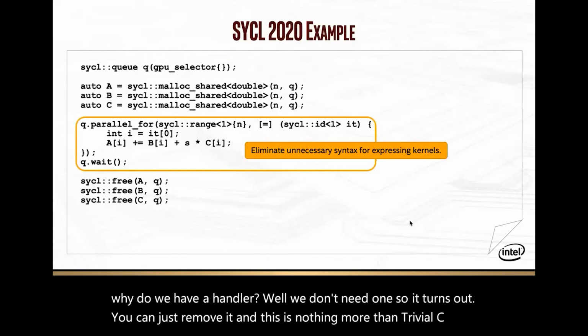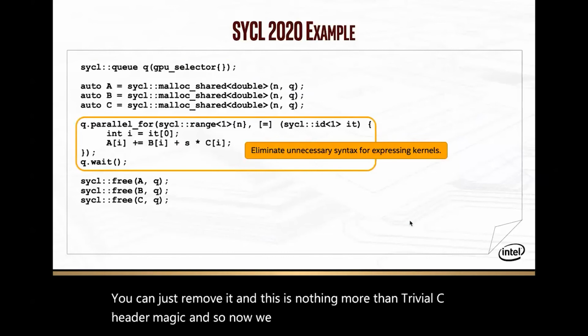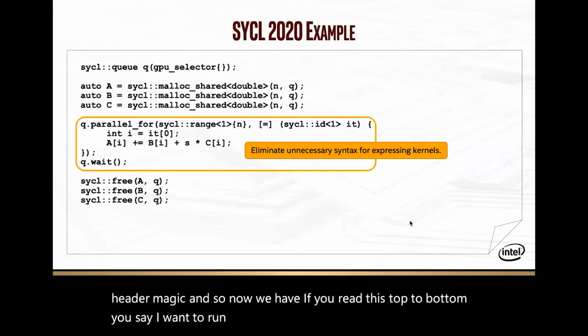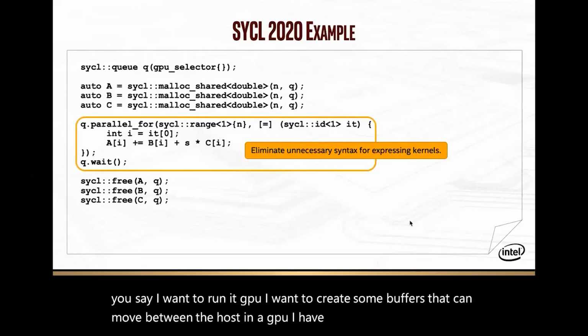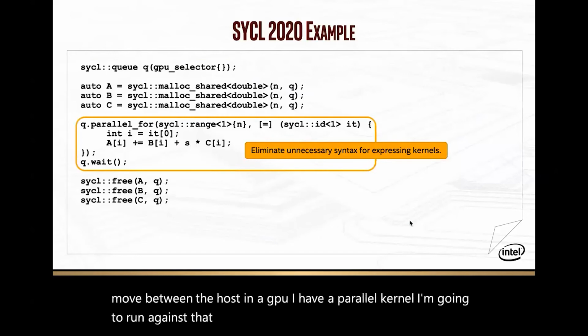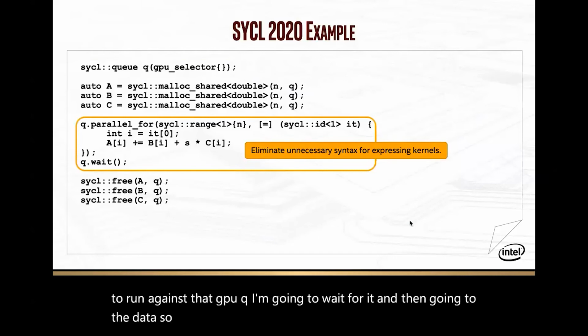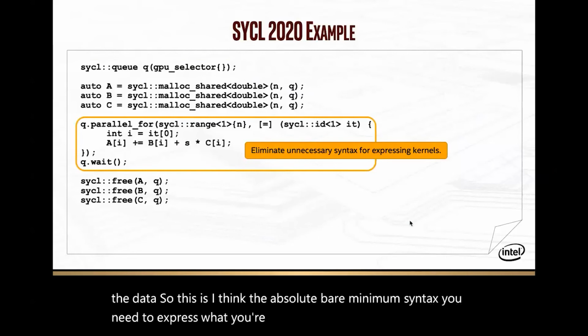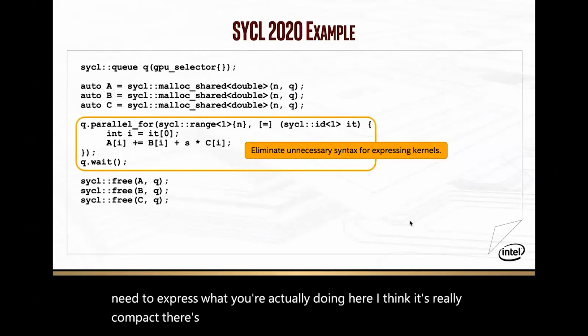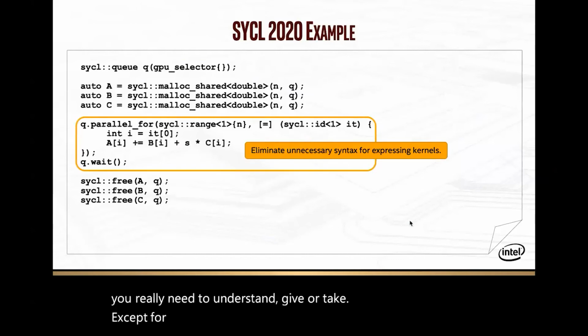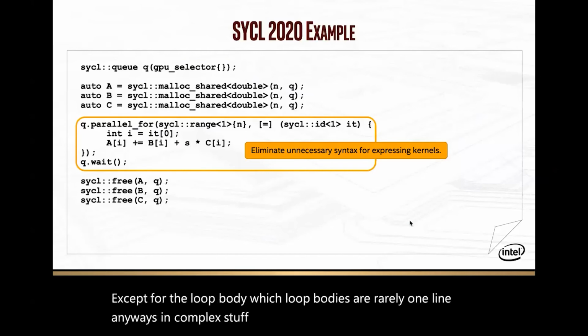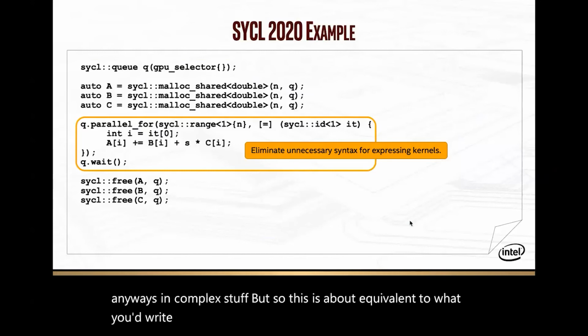And so now, if you read this top to bottom, you say, I want to run on a GPU. I want to create some buffers that can move between the host and the GPU. I have a parallel kernel I'm going to run against that GPU queue. I'm going to wait for it, and then I'm going to free the data. So this is, I think, the absolute bare minimum syntax you need to express what you're actually doing here. I think it's really compact. There's one line of code for every concept that you really need to understand, give or take, except for the loop body, which is rarely one line anyway in complex stuff. So this is about equivalent to what you'd write in OpenMP or CUDA. So I think it's quite compact, and I think it's pretty nice.